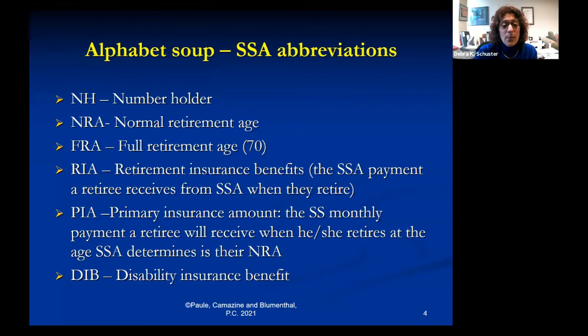FRA is the full retirement age, age 70, at which an individual maxes out at the maximum amount of Social Security benefit that you can receive. RIA refers to retirement insurance benefits, and that's the amount of benefit that someone receives from the Social Security Administration when they retire. PIA is the primary insurance amount, which is the monthly Social Security benefit amount that they will receive when they retire at their normal retirement age, not age 62, which is the earliest age, and not age 70, which is full retirement. DIB refers to the disability insurance benefit. There are hundreds of more abbreviations, but these are the primary abbreviations that we'll be talking about tonight when we talk about retirement and its effect on child disability benefits.